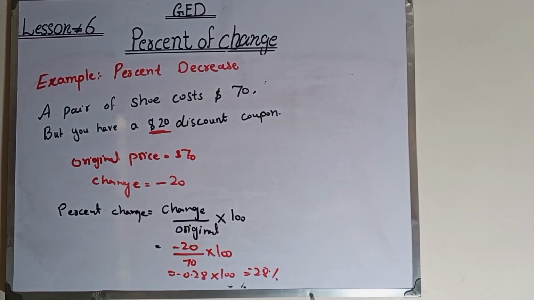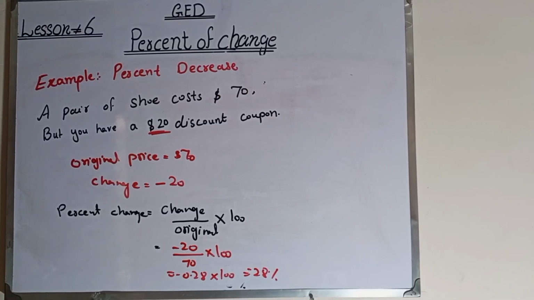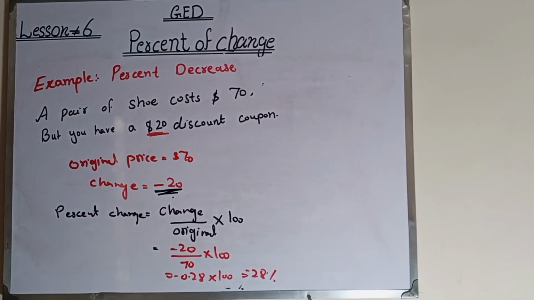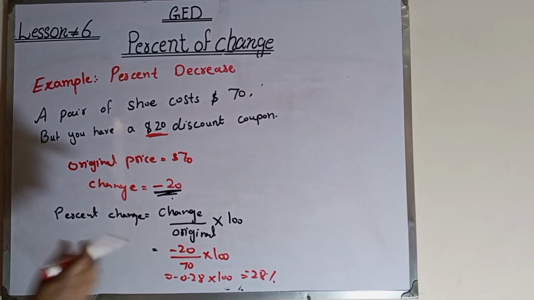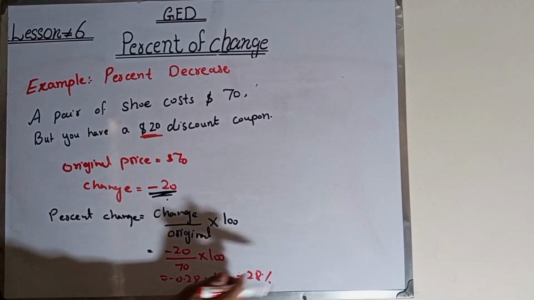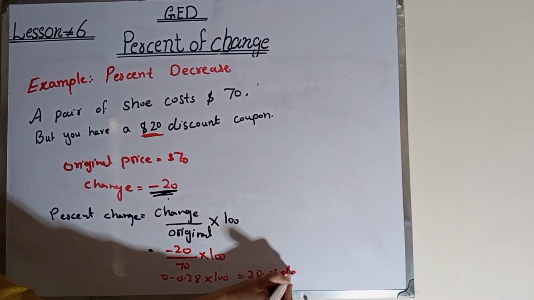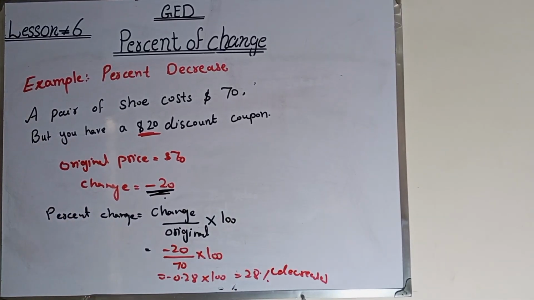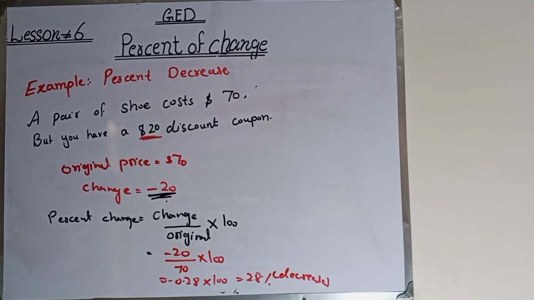What is the minus sign? The minus sign shows that the value is decreasing. The price is decreasing, so we can write decrease there instead of minus. We can also write minus, because positive and negative show the increase or decrease of the percent change.